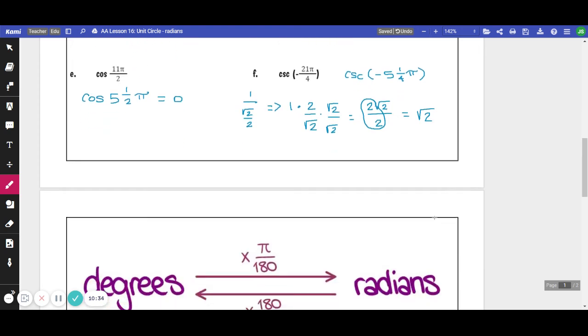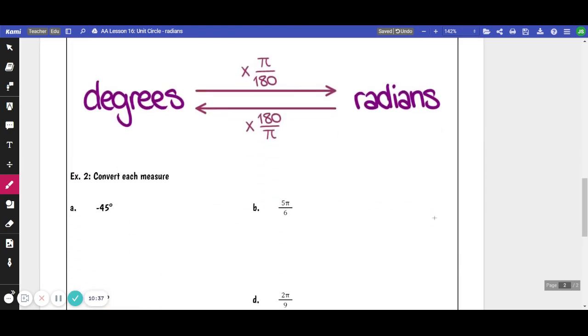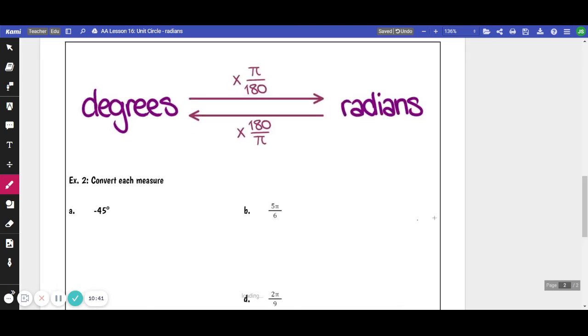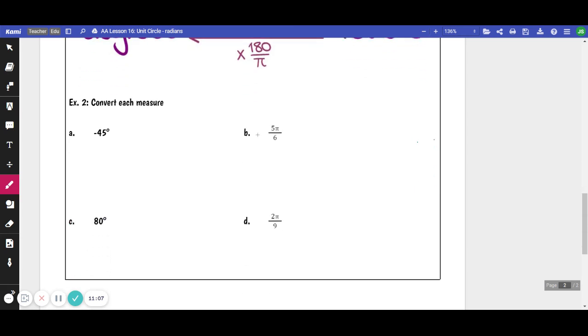And then the one other thing is converting back and forth. I want to show you how to convert. There's a little graphic up there for you, going back and forth between degrees and radians. So follow the arrows. If you're in degrees and you want to go to radians, then you multiply by pi over 180, and then we reduce it. If you're in radians and you want to go to degrees, you multiply by 180 over pi.